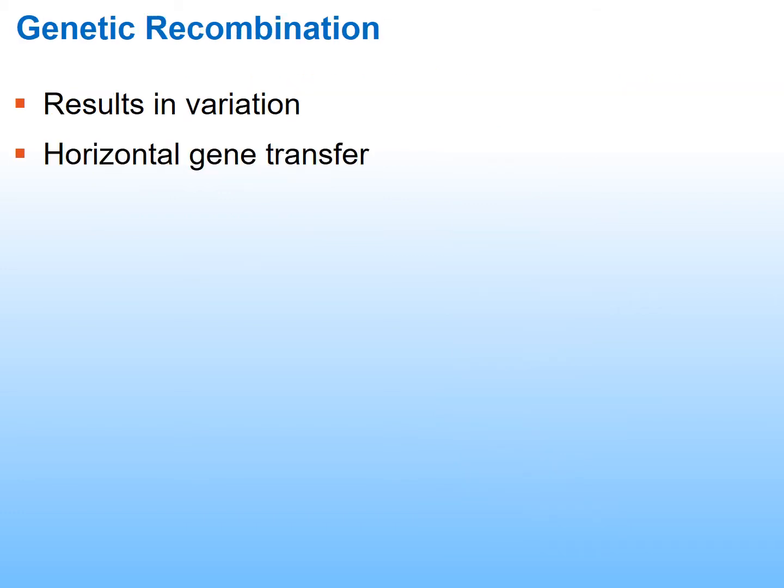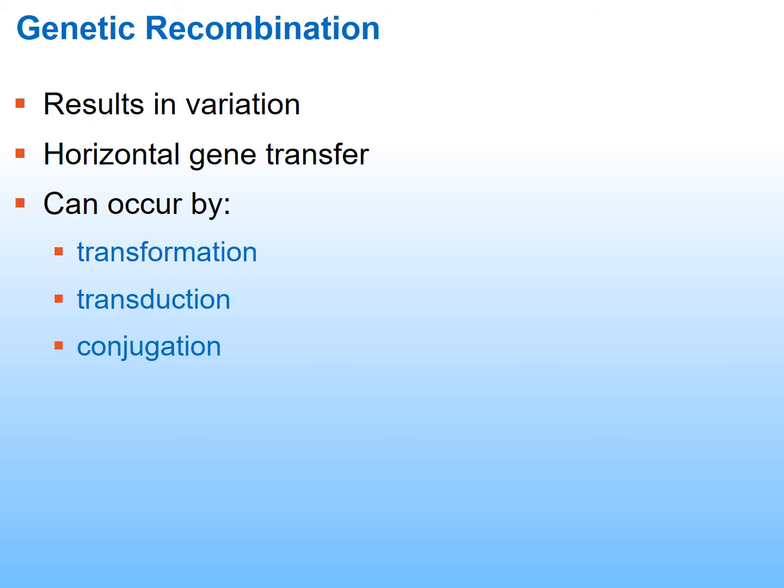Genetic recombination is what you could call the sexual form. This is the one that results in the most variation, and it's usually done by what's called horizontal gene transfer. You might have been introduced to it in a former class or one of our former chapters, but we're going to talk about these in more detail right now. There are three modes of horizontal gene transfer: transformation, transduction, and conjugation. We're going to talk about each one of these in more detail.